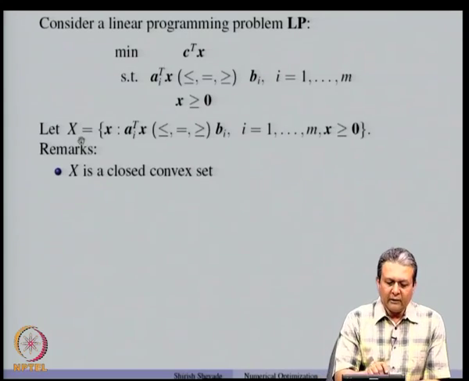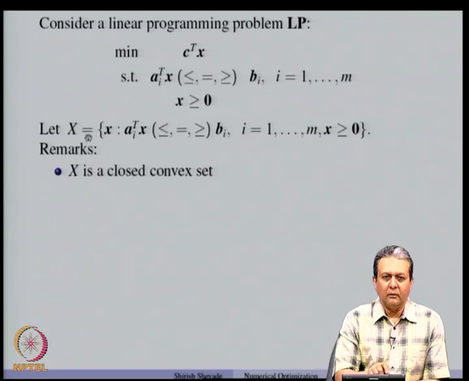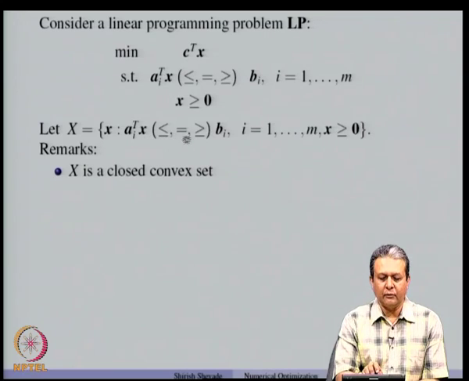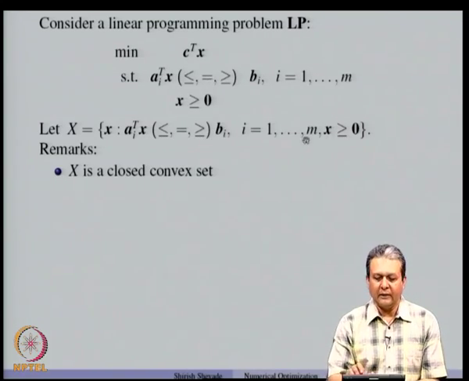So, let us denote the constraint set by capital X. So, capital X is the set of all x's such that ai transpose x is less than or equal to, or greater than or equal to, bi depending upon the case. There are m such constraints and we have non-negativity constraints.